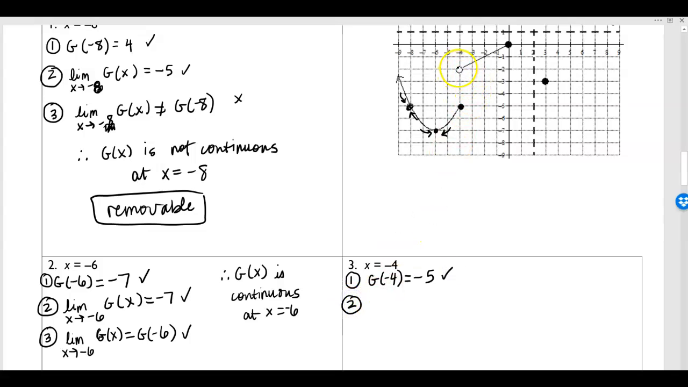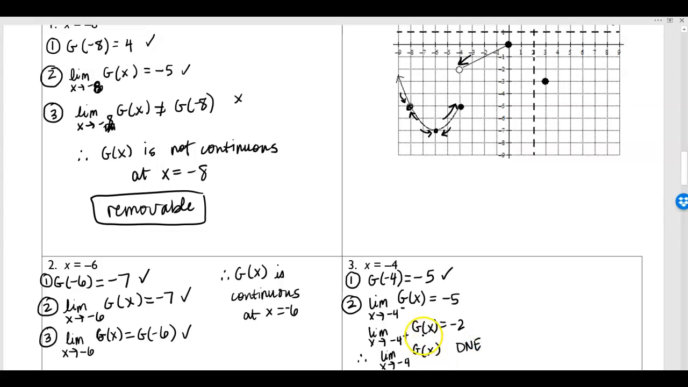Now number 2, I'm checking the limit as x approaches -4. I can tell by looking at the graph that the left and right limits are not the same, but let's actually write that out. The limit as x approaches -4 from the left of g of x is equal to -5. I can see here that's approaching -5. The limit as x approaches -4 from the right of g of x is -2. You can see that here. Those don't match, so I can say, therefore, the limit as x approaches -4 of g of x does not exist.